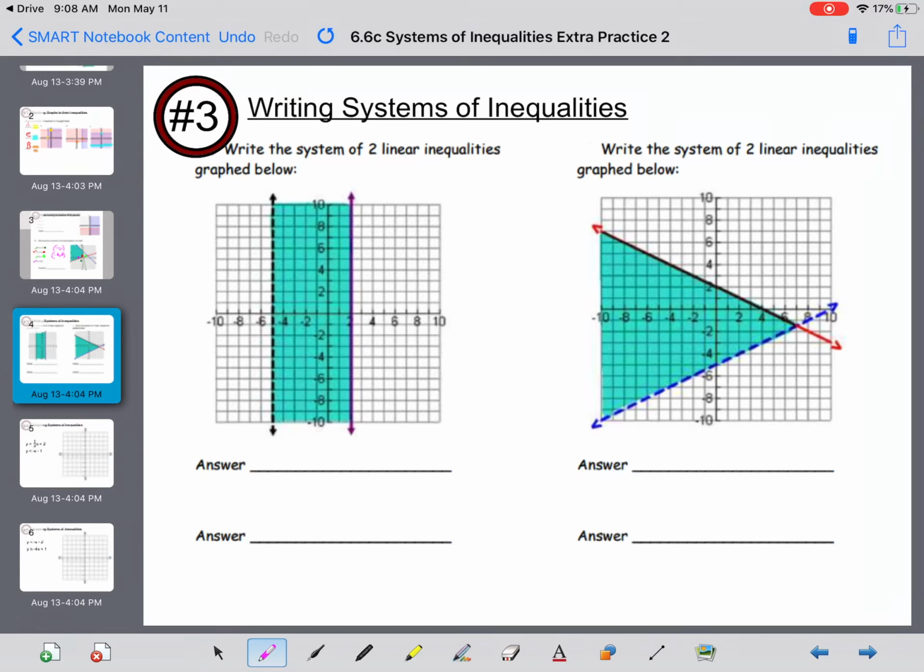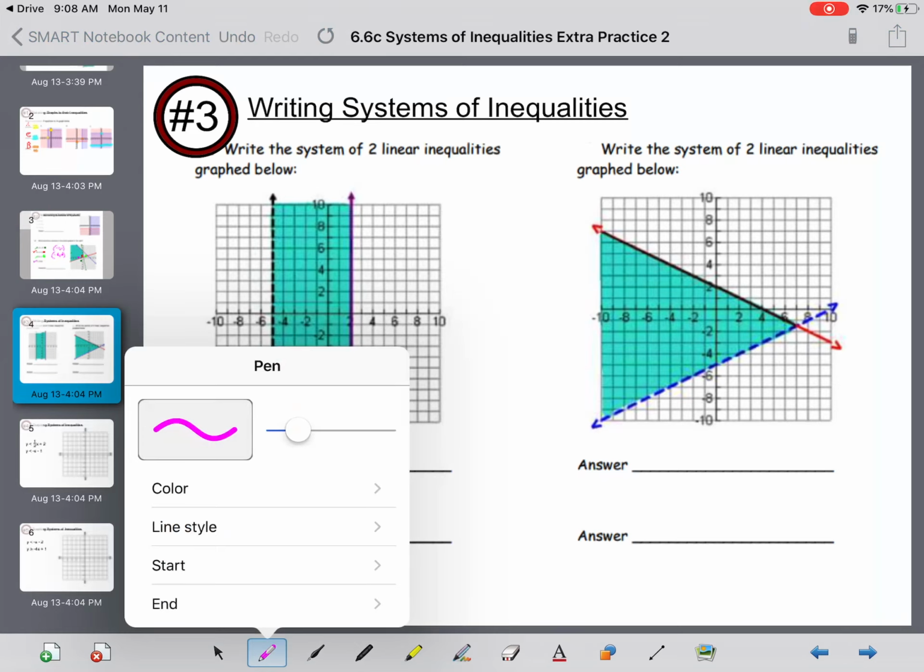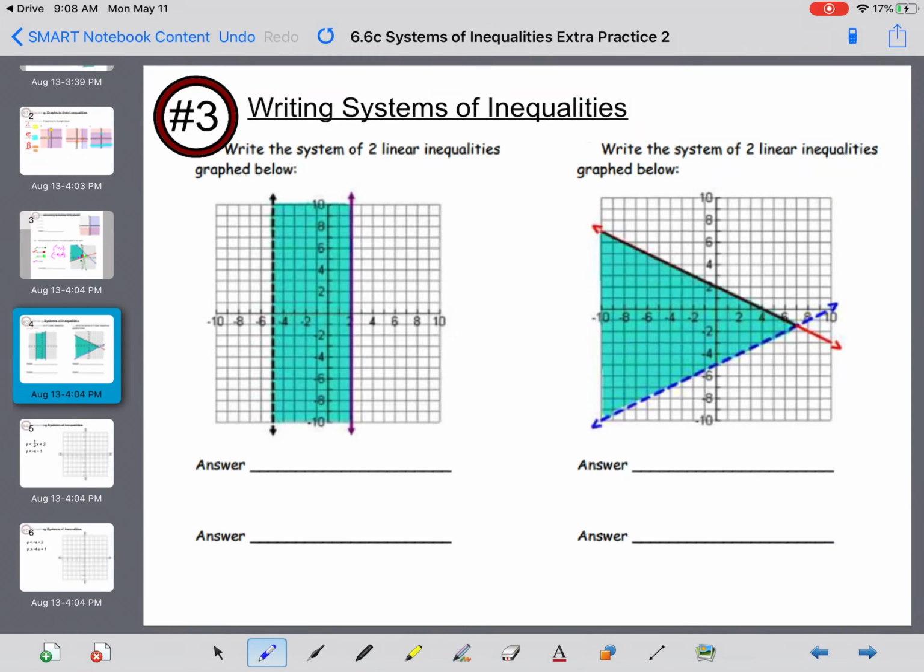Write the system of linear inequalities graphed below. So we're given the graph. We need to write the system of inequalities. Instead of matching it like we did in the warm-up, now we're just going to write them out. I see two vertical lines. Remember, they're cutting through the x-axis. So both of these inequalities are going to start with x.